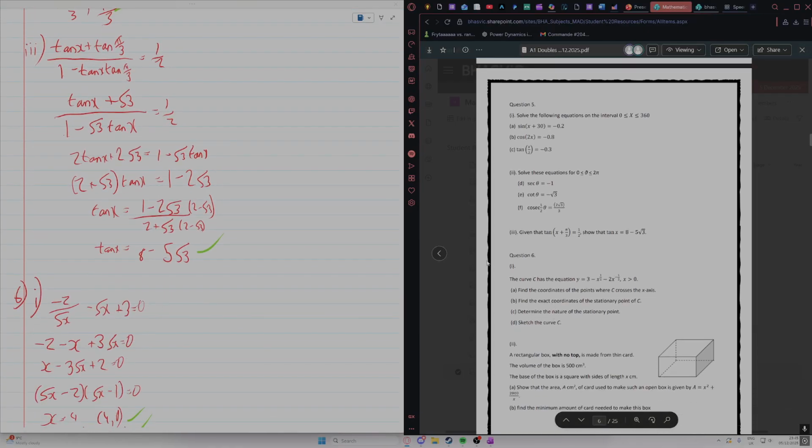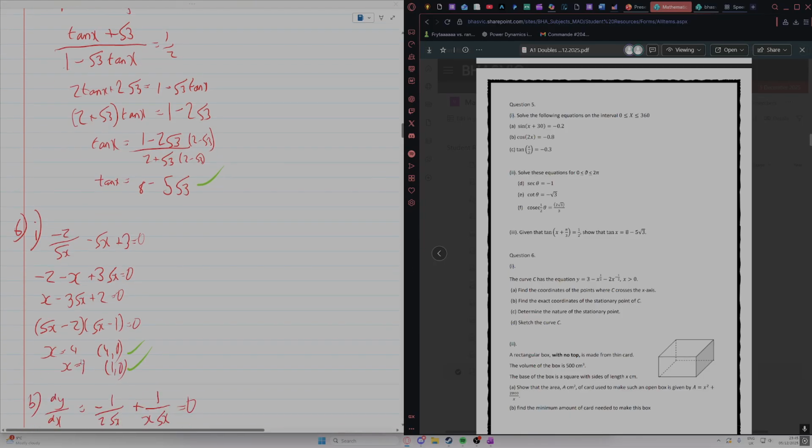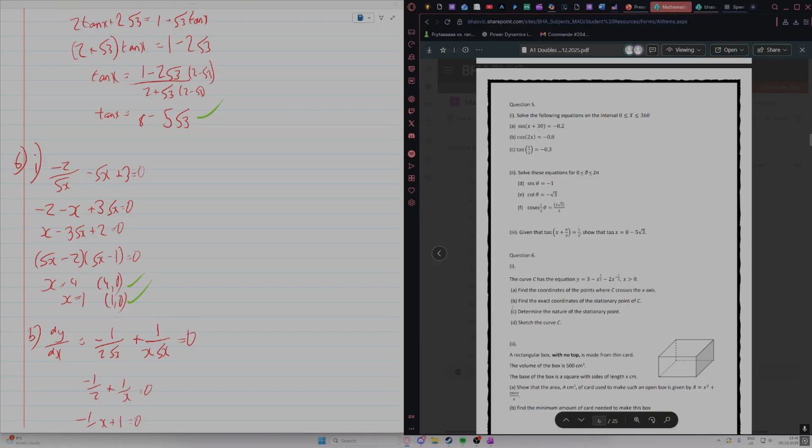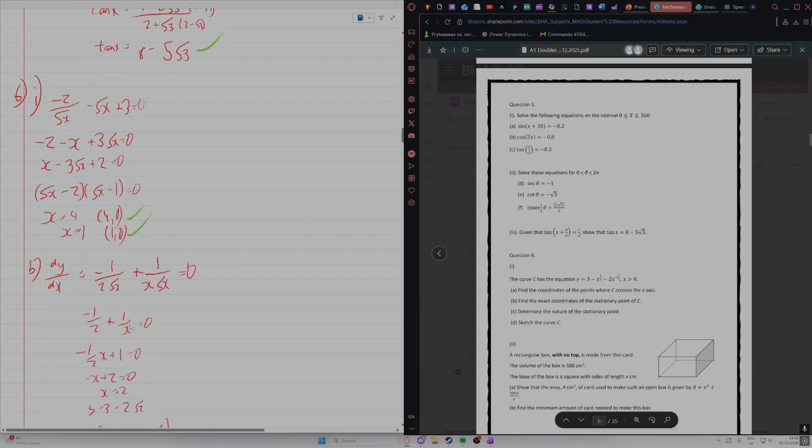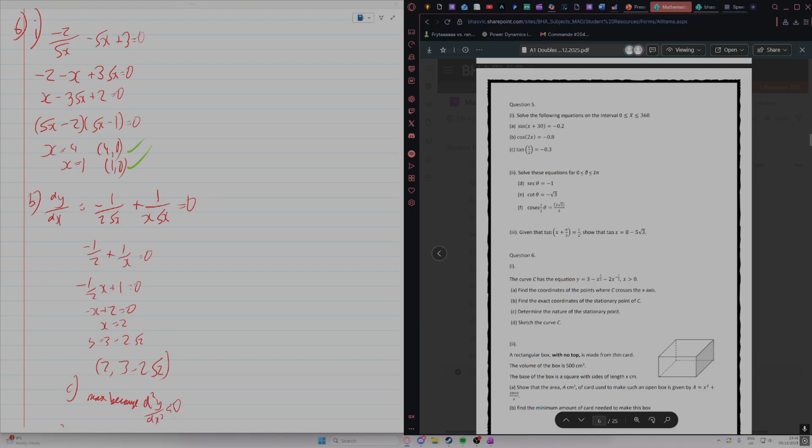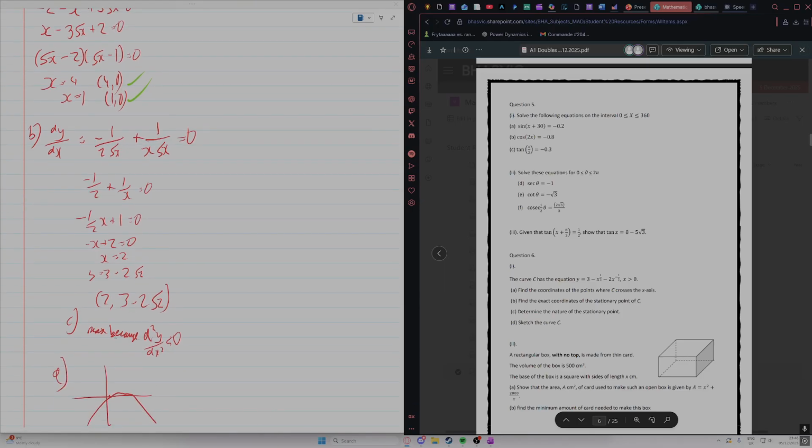Next, we have this curve. Find where it crosses the x-axis. We'll set it to 0. Solve. Quadratic. Boom. Next, stationary point, where you differentiate. Set to 0. Solve. Nature of the stationary point, you do d2y over dx squared.